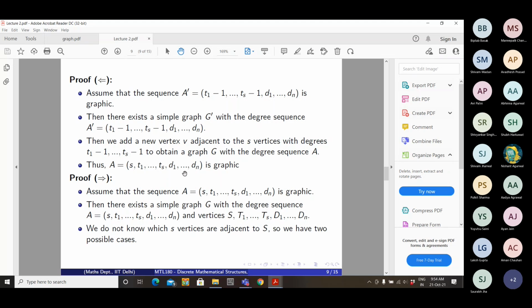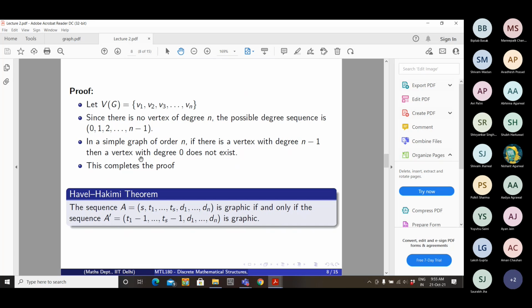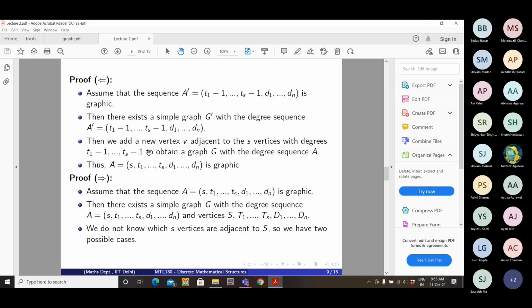So A dash is graphic implies A is graphic. So we have proved the backward direction. Now let's look at the forward direction.